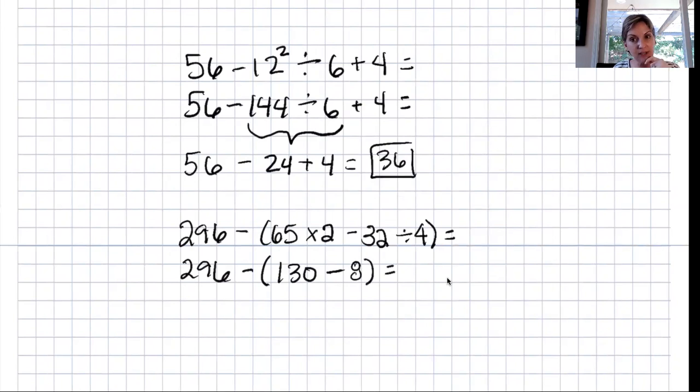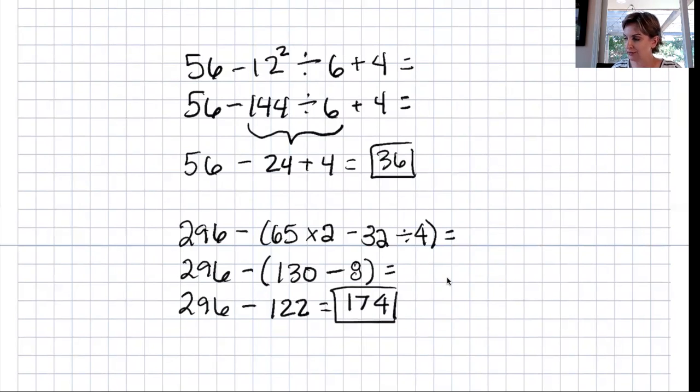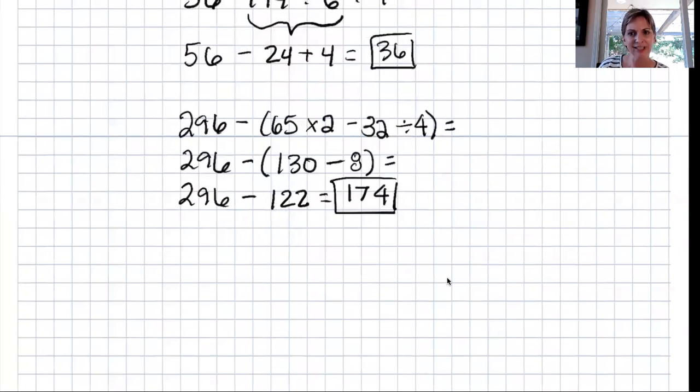Now, I'm still not quite done with the parentheses yet. I've got to do 130 minus 8, which is 122. And now that I'm down to just a number, I can get rid of the parentheses. Now 296 minus 122 would be 174, and you're done.